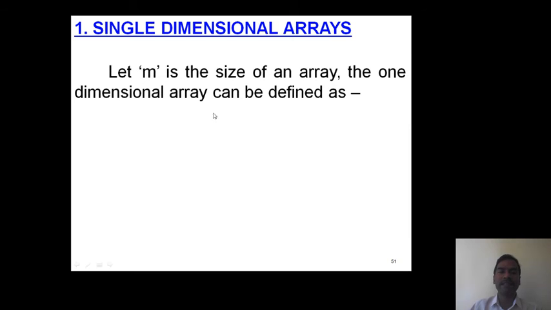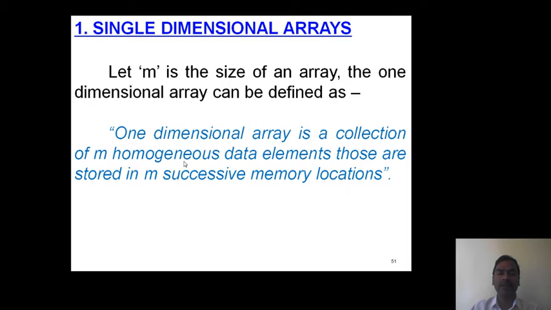So when we observe its definition, let M be the size of an array. Now a single dimensional array can be defined as a collection of M homogeneous data elements that are stored in M successive memory locations.